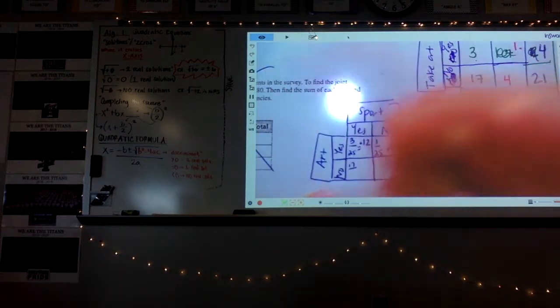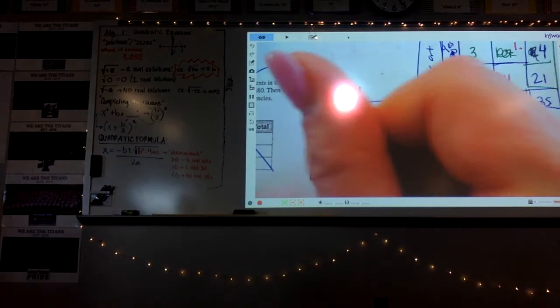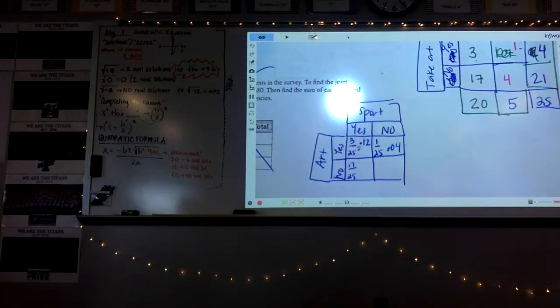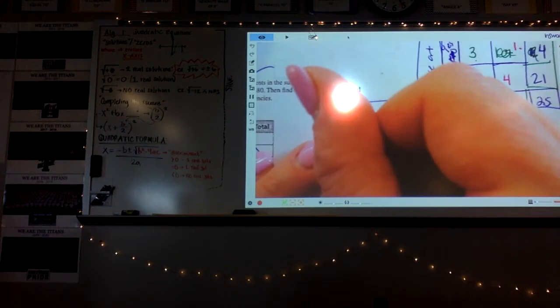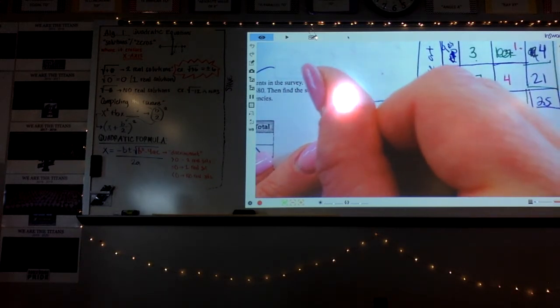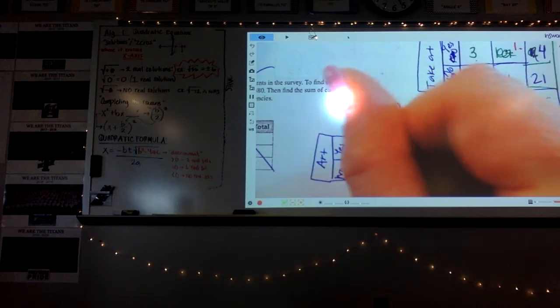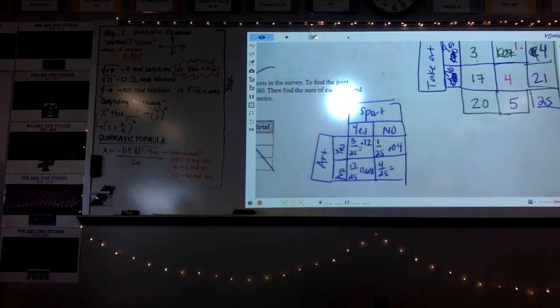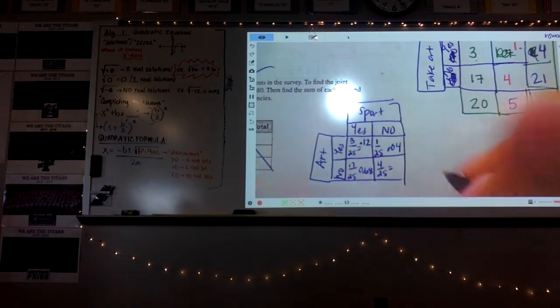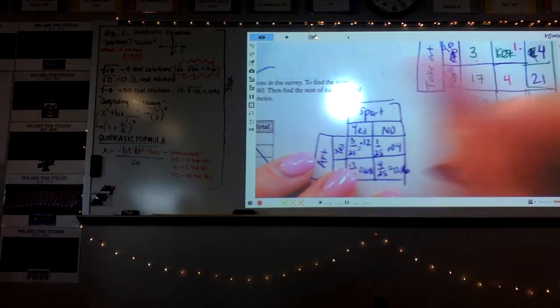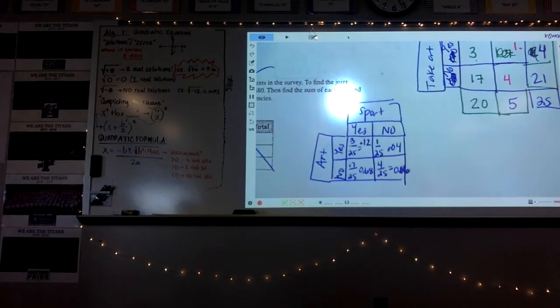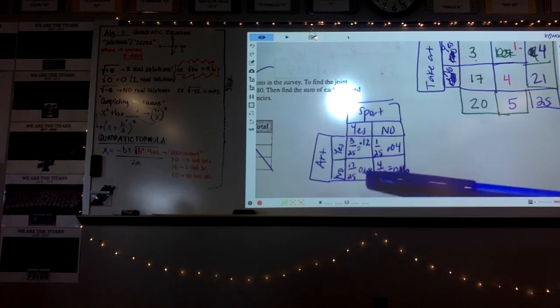17 people said that you do play a sport, but you don't take art class out of the 25 total surveyed. So 17 divided by 25 is 0.68. So 68% of you play a sport, but you're not taking art. And then 4 of you, which is 0.16, and I'm running out of space here, sorry, don't play a sport and don't take art. So you got 0.12, 0.04, 0.68, 0.16.